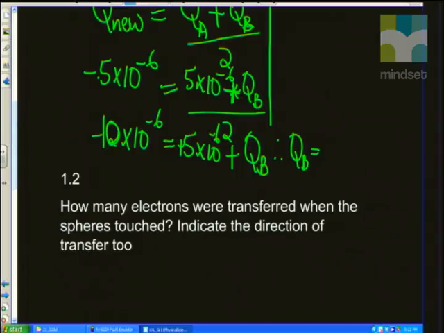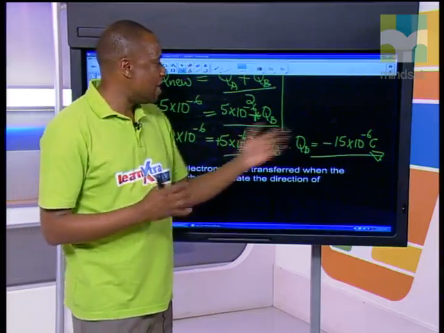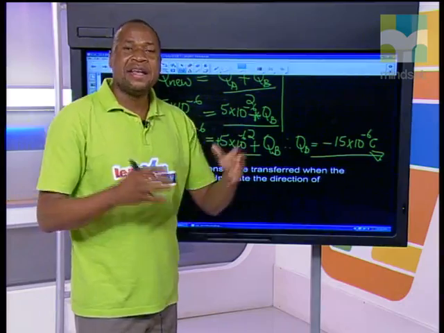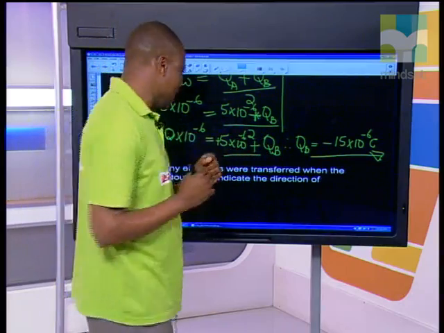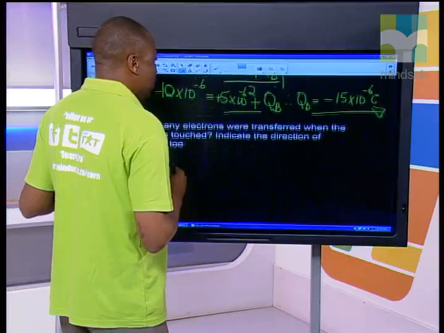Now, if I'm looking for QB, I need to take this one to the other side. And what is it going to be? It's going to become minus 5 by 10 to the power minus 6. Minus 10 to the power minus 6 minus 5 by 10 to the power minus 6 will give me minus 15 by 10 to the power minus 6 coulombs. So that was the original charge on B. Sphere B was minus 15 by 10 to the power minus 6 coulombs. Now let's look at the second one, and of course it's a build-up from the first one.